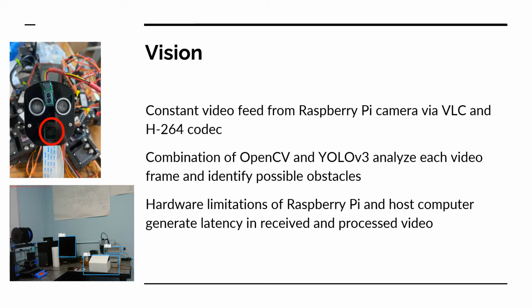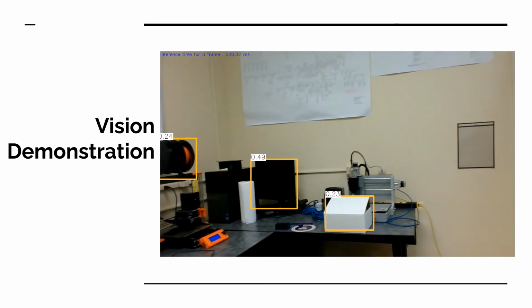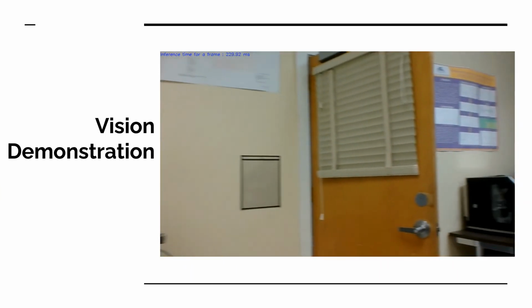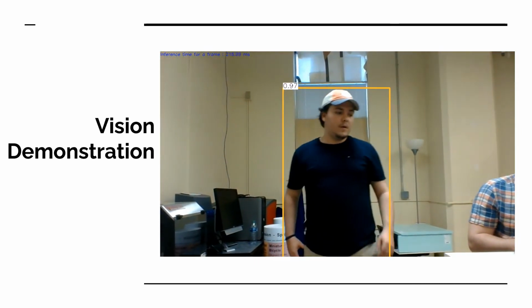Most of the limitations from this process resulted from the lack of processing power from the Raspberry Pi and the fact that the host computer, which is running a deep neural network, did not have a GPU but only a CPU, resulting in some overhead. Here's a short demonstration of our object detection in use. This video was taken in the lab as we were working on the project.